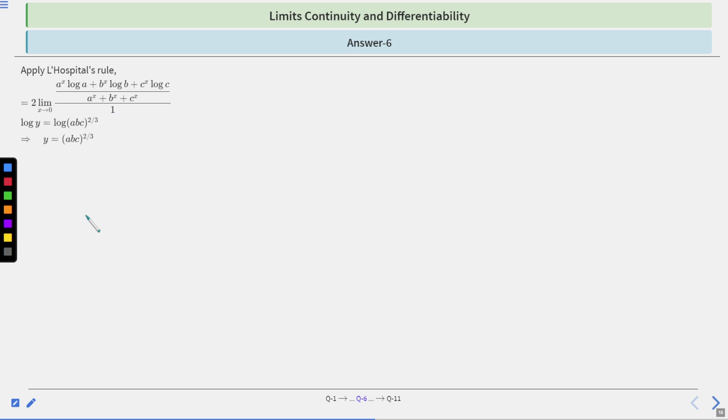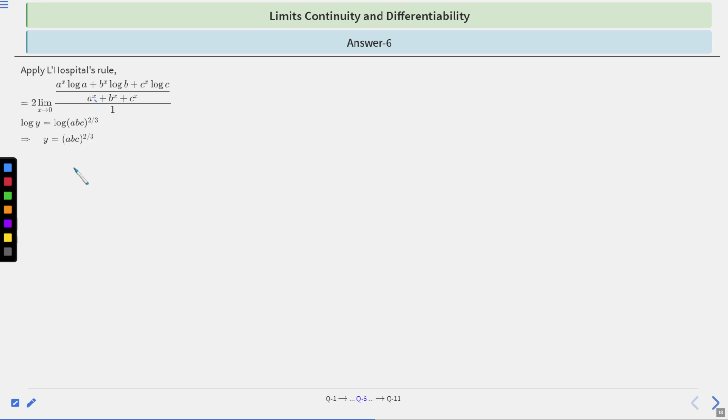And it was log y. Log y is equal to 2 times (log a plus log b plus log c), which will be log abc to the power 2 by 3. Clear? And a to the power x plus b to the power x plus c to the power x, when we put x equal to 0, it is 3. Clear? So 2 by 3 log abc is equal to log abc to the power 2 by 3. Clear? So now log on both sides will cancel out. So we will get y equal to abc to the power 2 by 3. Clear? Okay.